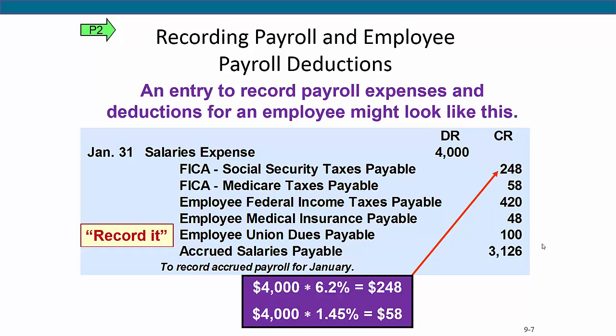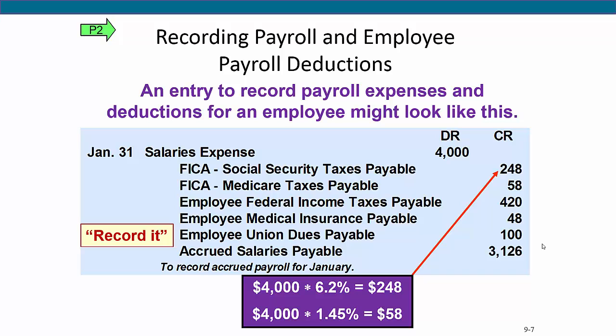Later, when the paychecks are actually written, the journal entry will be to debit, or eliminate, zero out, accrued salaries payable for $3,126 and credit the cash account for the same amount. A similar entry will be made when the deduction liabilities are remitted.